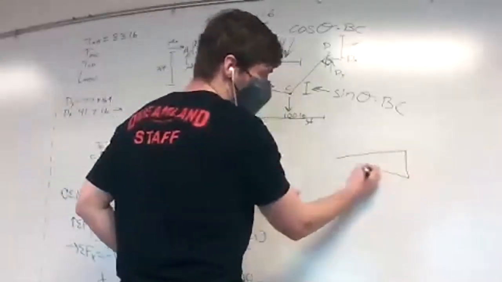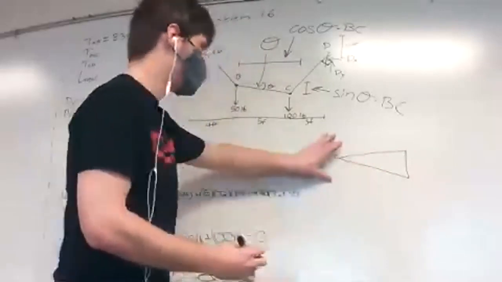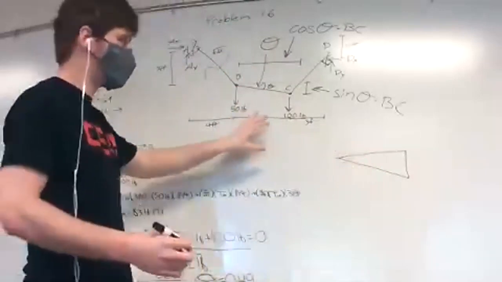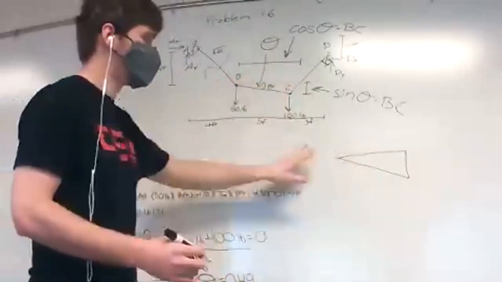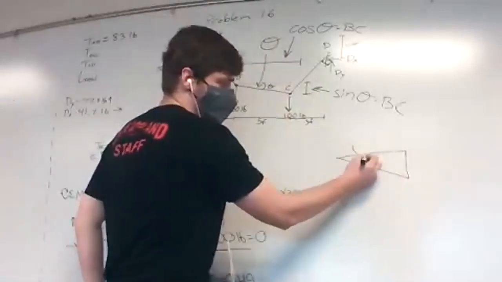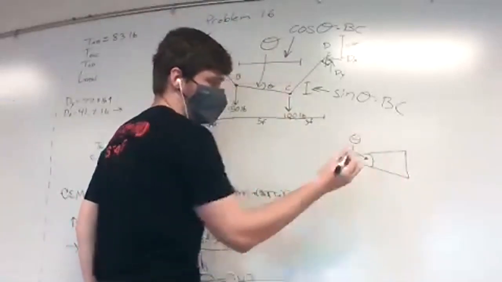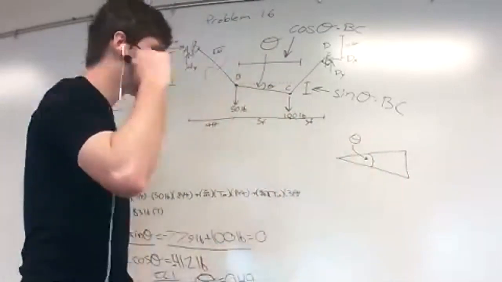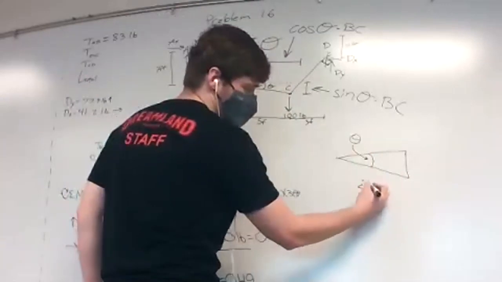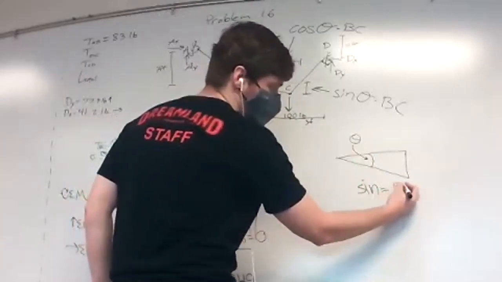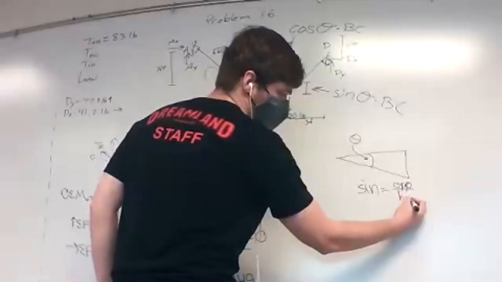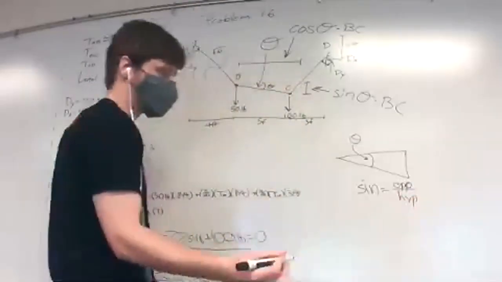So when you have a triangle, and I've chosen this triangle because it models the triangle that we have for this problem. So we have a triangle that looks like this, translated over here. And this is our angle in question. Here we have theta. So sine from this angle, what we know about sine is equal to opposite over hypotenuse. That's what sine is.